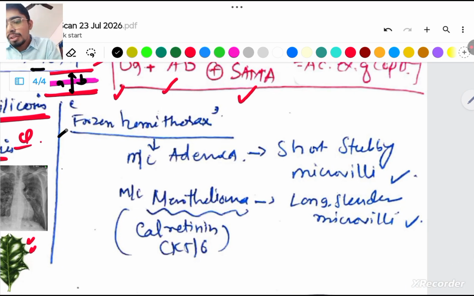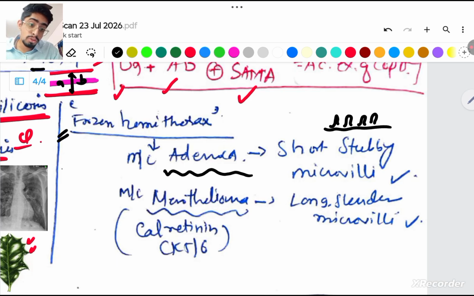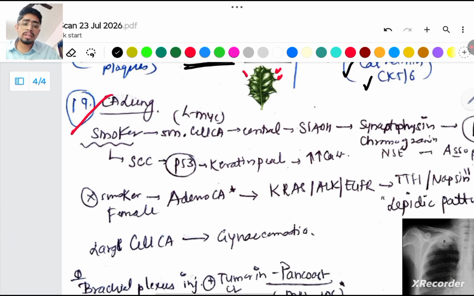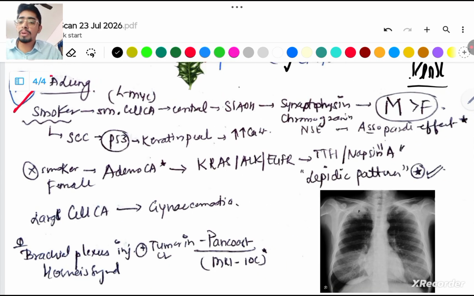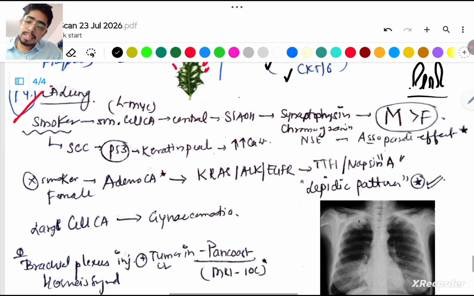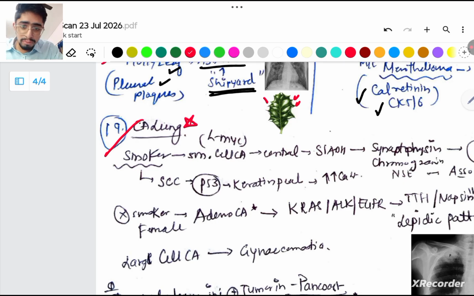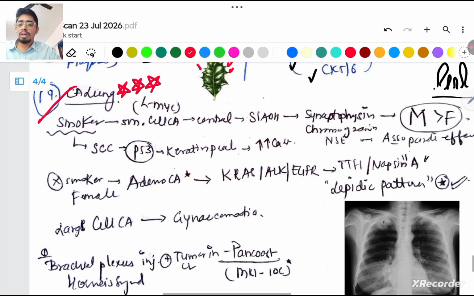Whenever you see or hear the word frozen hemithorax, you are thinking of malignancies, most commonly mesothelioma. Either you can have short or stubby microvilli in your electron microscopy, or you can have long slender microvilli, right? And long slender will tell you about mesothelioma, in which there is cytokeratin and CK5/6 positivity. Okay, now let's look at the most important point of the lecture, which is your CA lung. CA lung is very, very important. It has been the most tested topic of the system, in which they can ask you about the mutation.